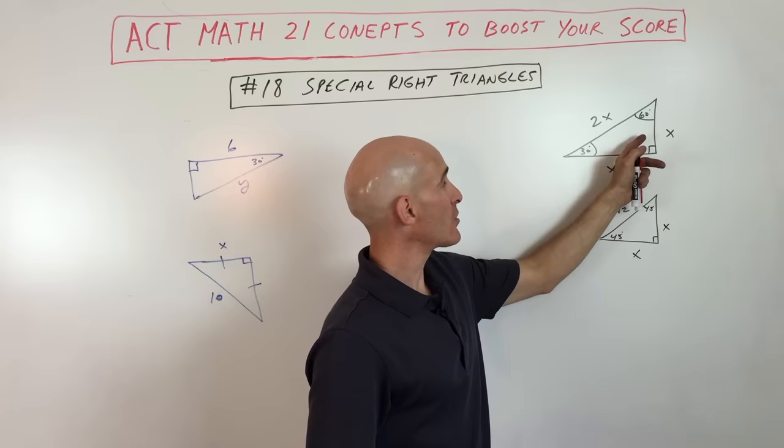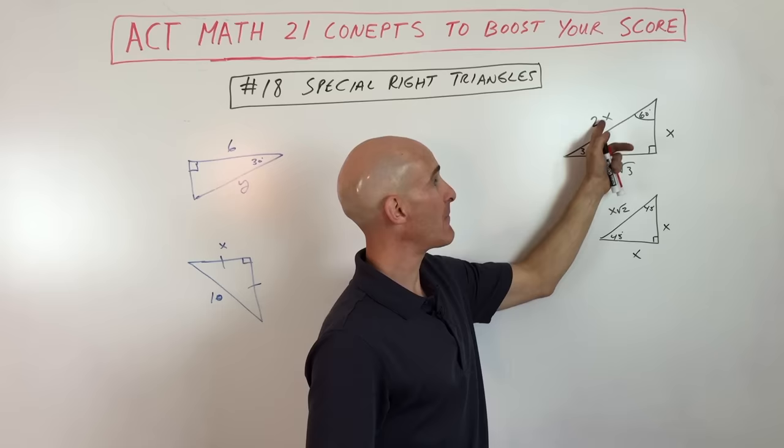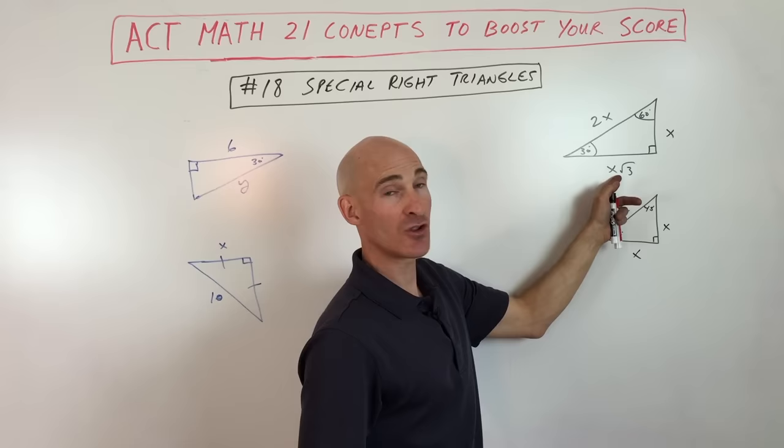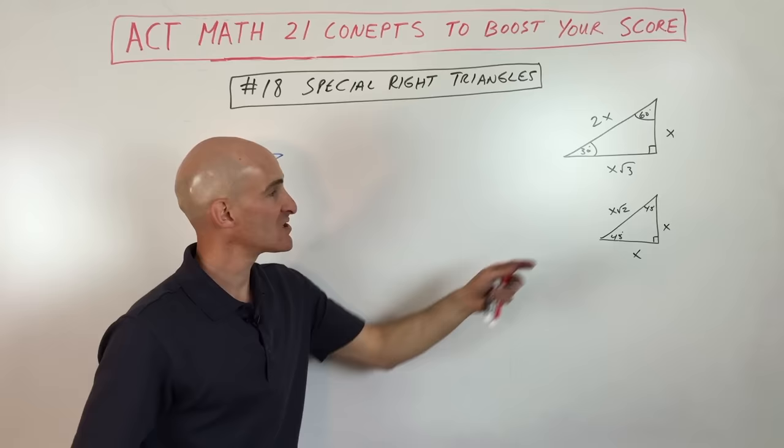And over here, if they give you the shortest leg, you double it to get the hypotenuse, multiply by the square root of 3 to get the longer leg. If they give you the hypotenuse, you divide by 2 to get the shorter leg, and then multiply by the square root of 3 to get the longer leg. If they give you the longer leg, you divide by the square root of 3 to get the shorter leg, and then double to get the hypotenuse. So that's a quick overview of the 30-60-90 and 45-45-90.